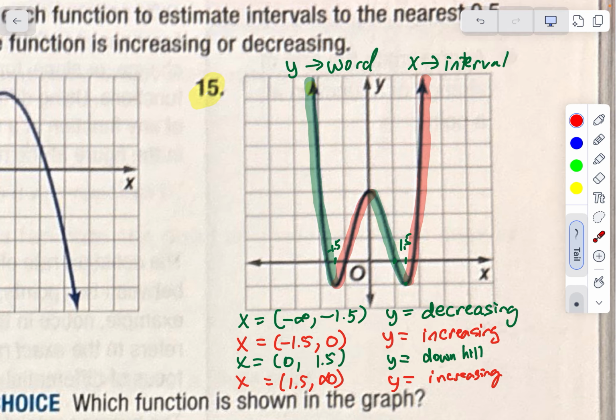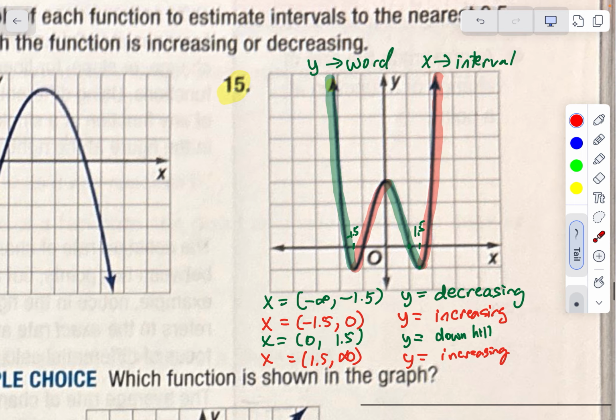decreasing, increasing. And just remember, the x is your interval. If I was walking along these x's, I would be going downhill. The y is your word. If I was walking along these x values, I would be going uphill. If I was walking along this, and so forth. Okay? Does that make sense how the increasing and decreasing works? Good?